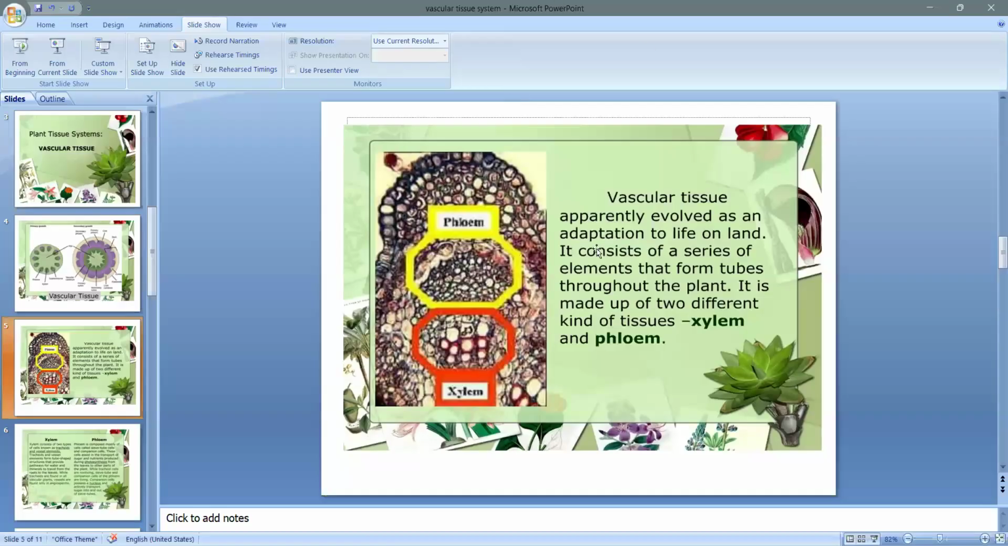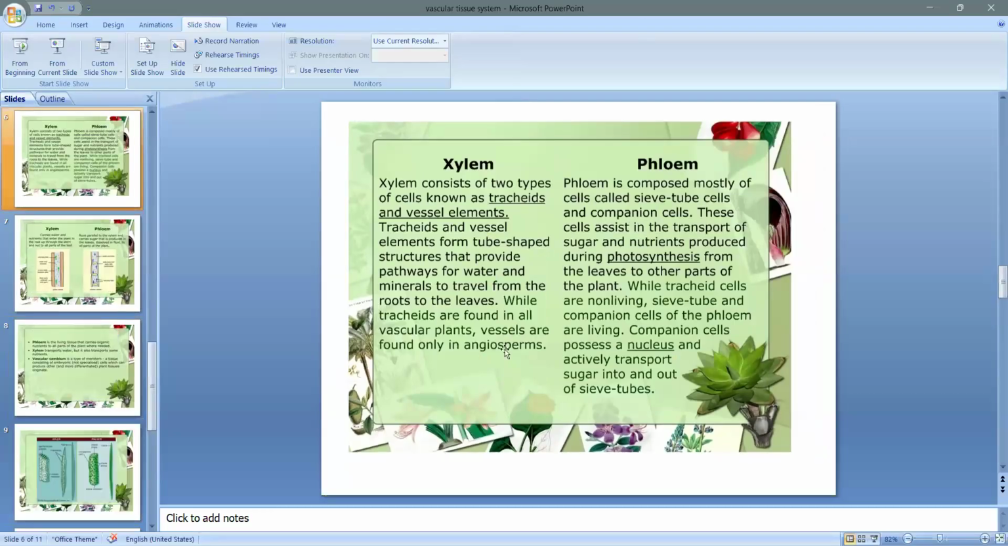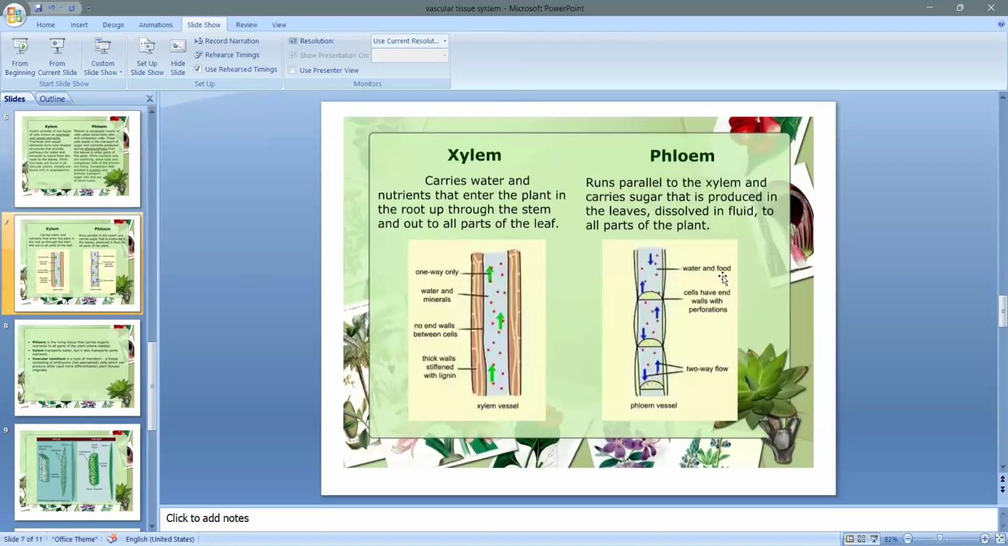Vascular bundles. So this is a phloem. This is a xylem. So in the xylem and the phloem, what is the difference between these tracheids and vessel elements? Arrangements are different. See here, this is the xylem vessel. This is the phloem vessel.